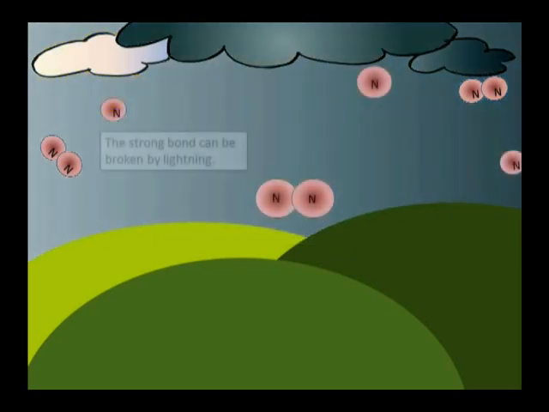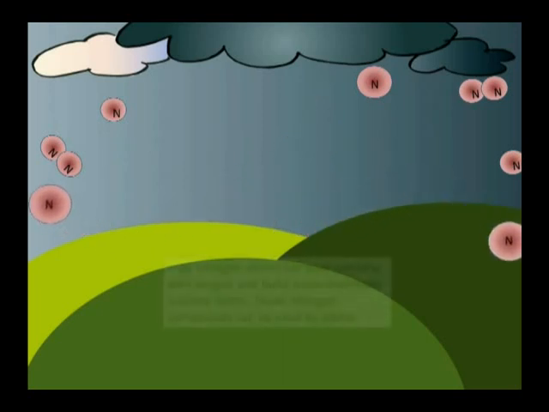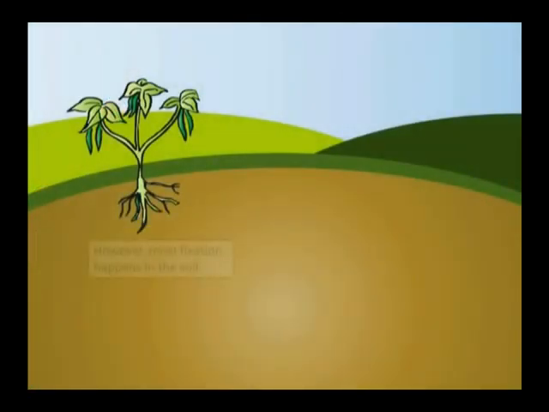The strong bonds can be broken by lightning, and this is a non-biological method of nitrogen fixation. During thunderstorms, the lightning energy combines atmospheric nitrogen with oxygen to form nitrous acid and nitric acid. These are then converted to nitrates. Plants absorb these nitrates from the soil and convert them into plant proteins.